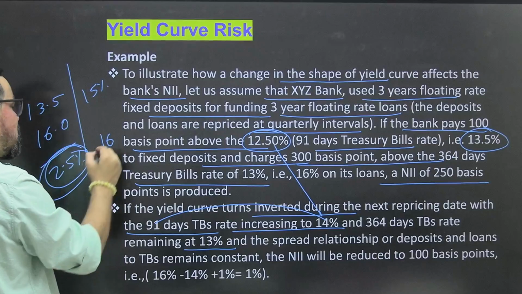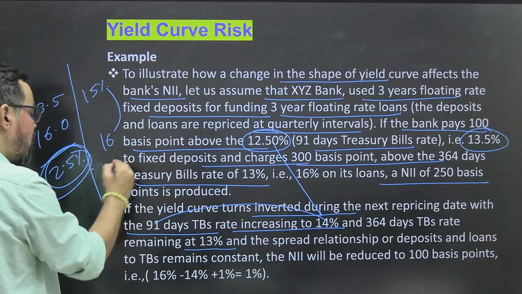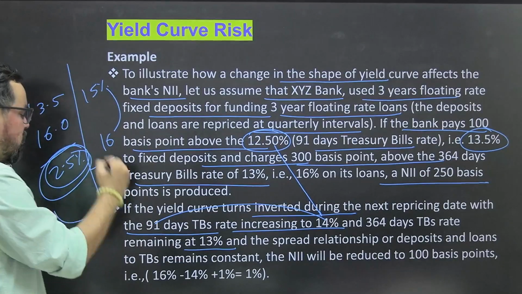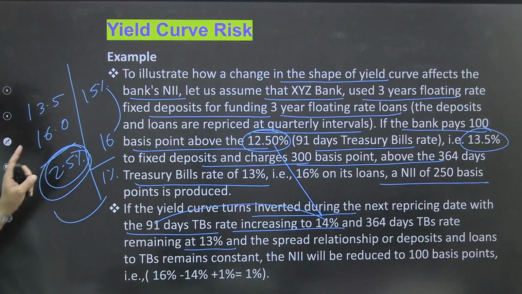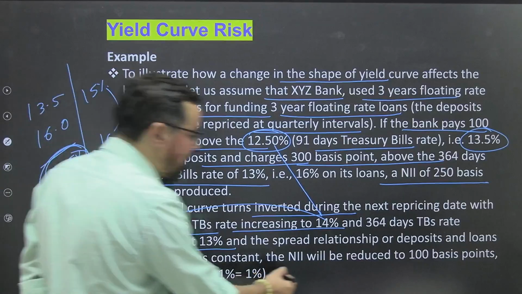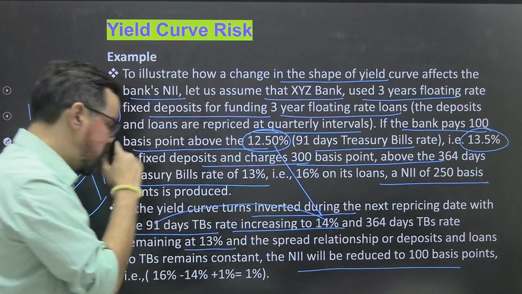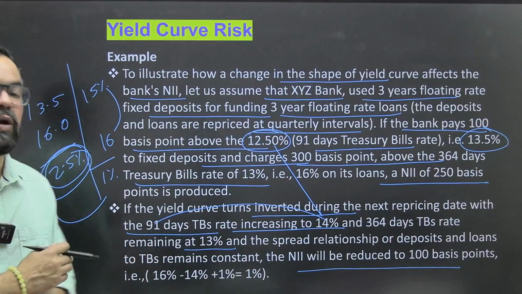So in this case your NII will come down to 1%. Earlier it was 2.50%. Now you are earning only 1%. So the TB rate remaining constant, NII will be reduced to 100 basis point. So that is 1% only.